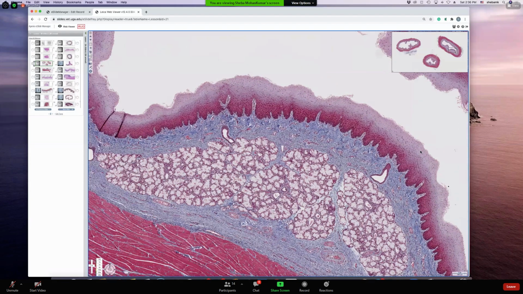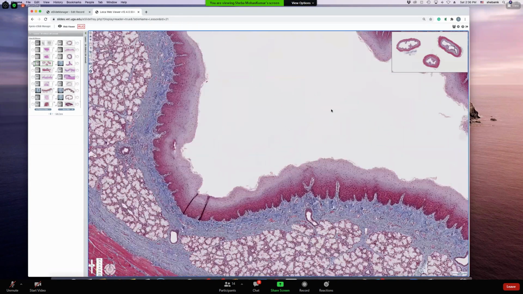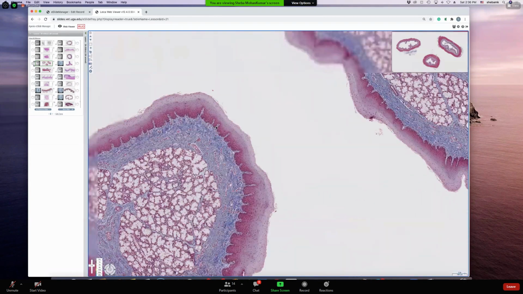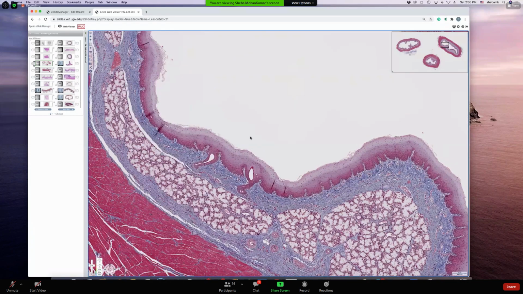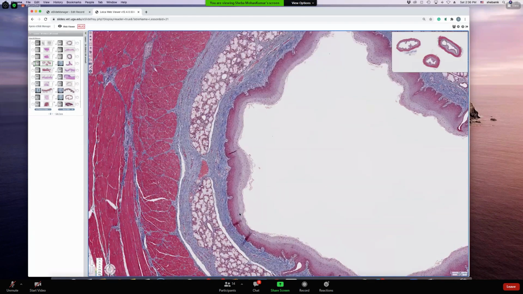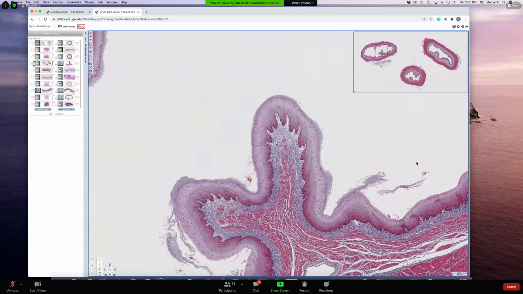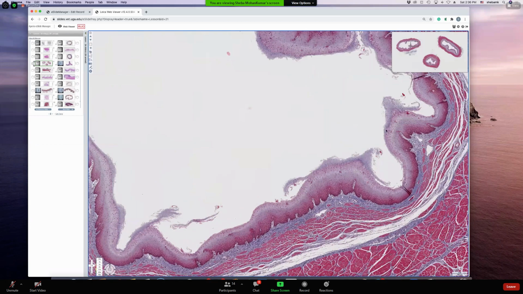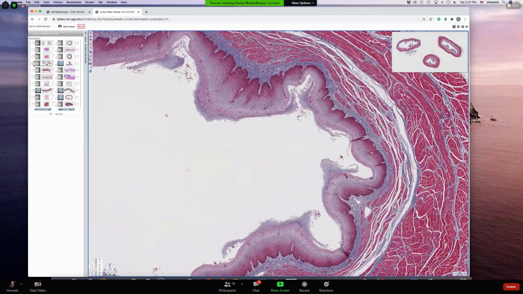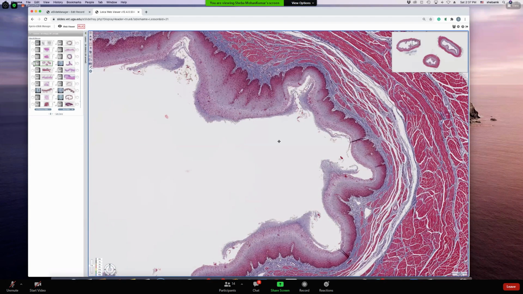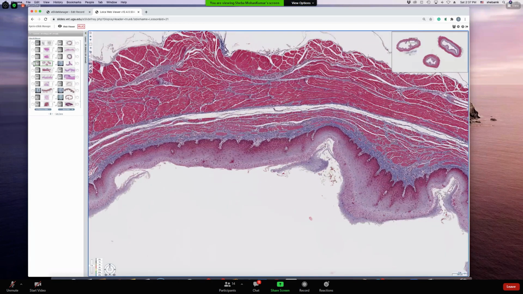Again the epithelium is non-keratinized for the most part. Yes, it is non-keratinized. I thought it was keratinized somewhere a little bit, but maybe not. See, a teeny bit of keratinization there, but it's not that big of a deal.